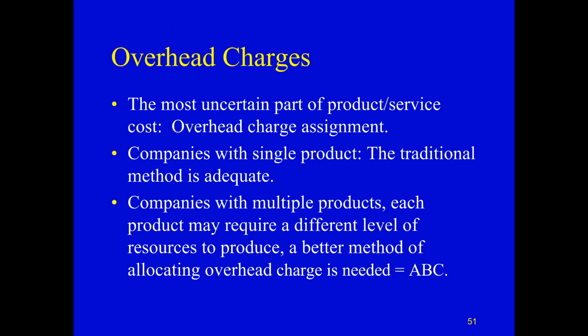Overhead charges, the most uncertain part of product and service cost, is overhead charge assignment. For companies with a single product, the traditional method is adequate. We have discussed that, a simple way to do that. However, for companies with multiple products, each product may require a different level of resource to produce. A better method of allocating overhead charge is called activity-based costing, or we can say ABC, activity-based costing.